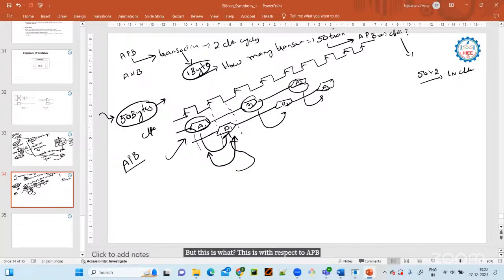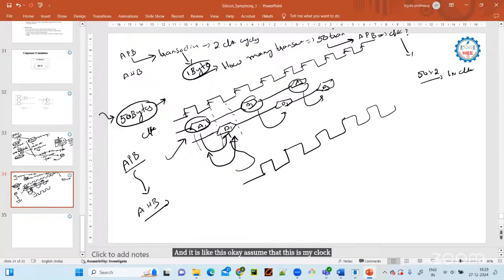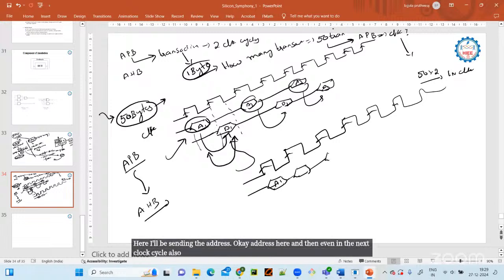What if I use AHB? AHB has some enhanced features in comparison with APB, and it is like this. Assume that this is my clock. Here I will be sending the address, and then in the next clock cycle also. It happens something like this: A1, A2, A3, and so on.